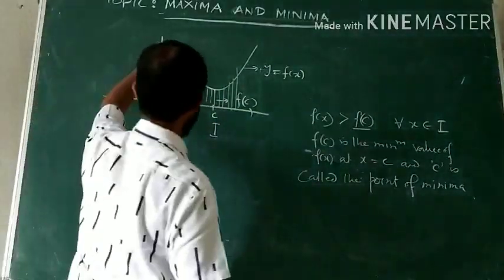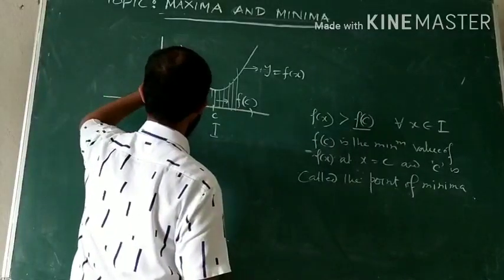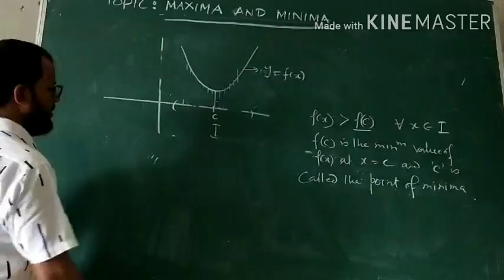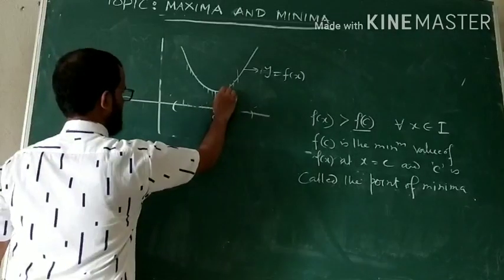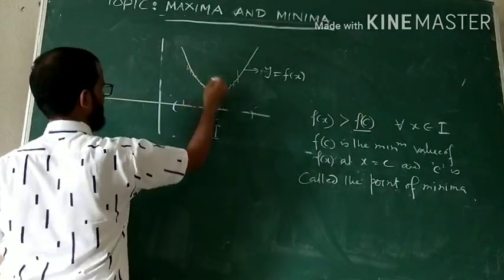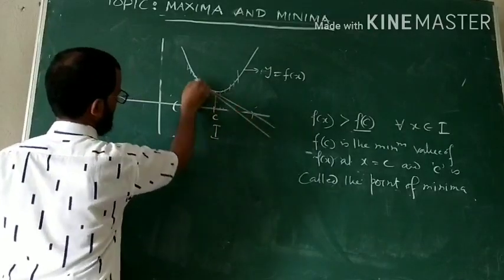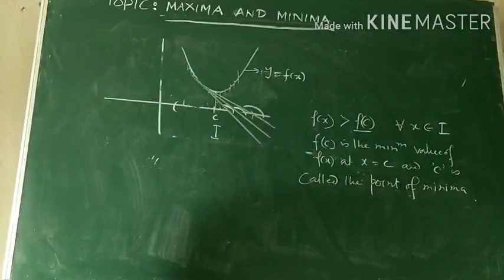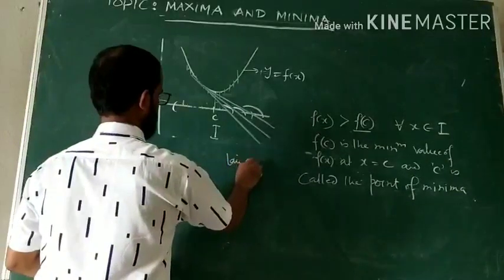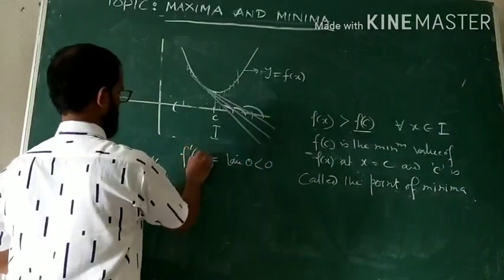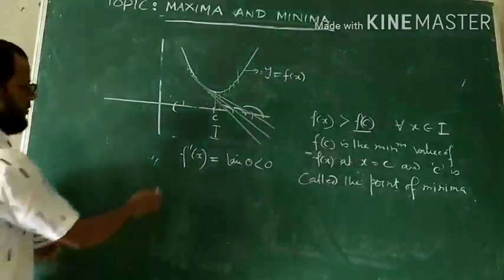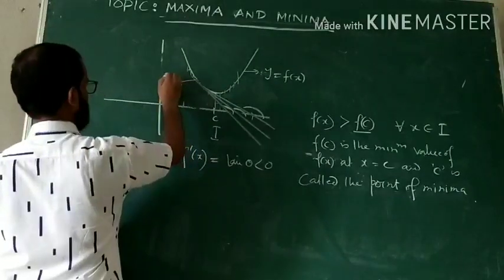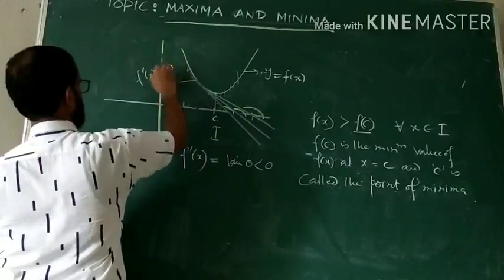Now I am going to use differential calculus here to test whether a function has a minimum value at a particular point. In this particular side there are points, and at every point you can draw tangents. The tangents make obtuse angles, therefore tan theta is negative, and tan theta is nothing but f dash x. That means for every x at the left of c, you get f dash x less than 0.